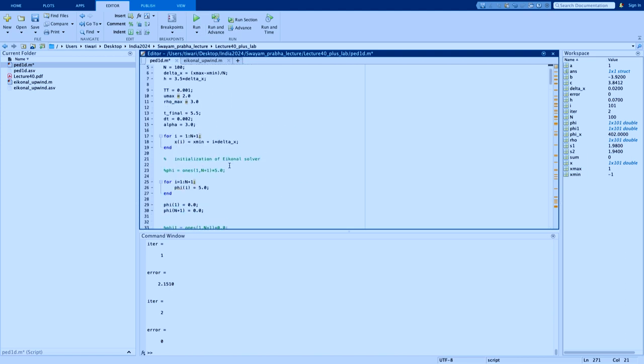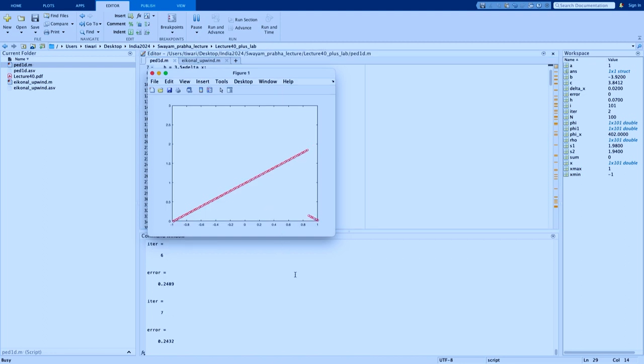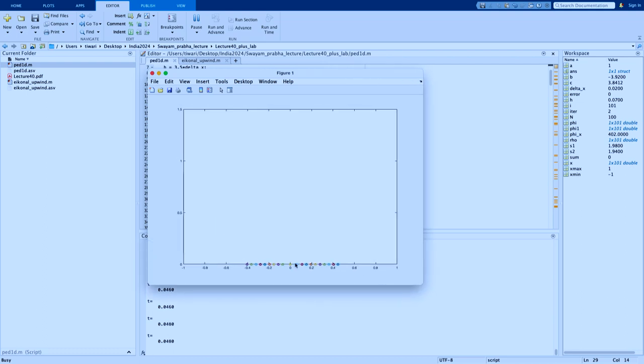Now I have made both doors open: phi 1 is equal to 0 and phi n plus 1 is 0. In this case, what will happen? First I solve the Eikonal solution. Then you see the pedestrians here, and they are moving. For half of the pedestrians, the left exit is the shortest, so they move to the left exit. For the other half, the right one is the shortest, so they move to the right exit. You see that they are separating, but this one is not moving because it is just in the middle. Maybe one has to distribute a little bit left or right so that it will take either left or right.